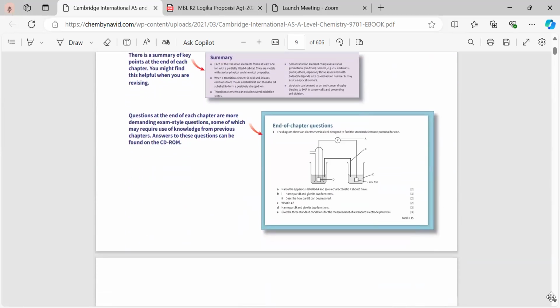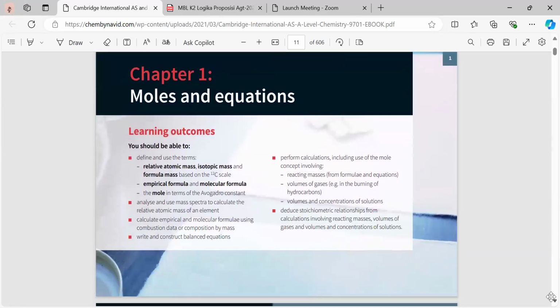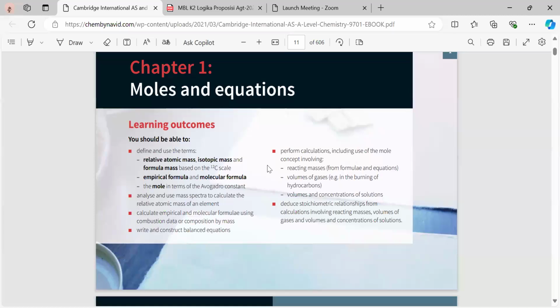So this is how you read the book. I'm going to go to chapter 1. Here are the learning outcomes from learning moles and equations. We have to use relative atomic mass, isotopic mass, and formula mass, empirical formula and molecular formula, and the mole in terms of the Avogadro constant. There are a lot of subtopics in this chapter, but we're going to discuss this slowly and thoroughly. If I'm talking too fast or if you have any questions, just feel free to ask.